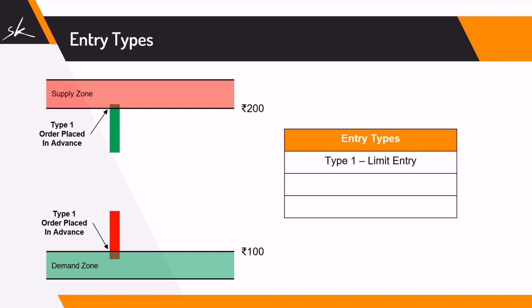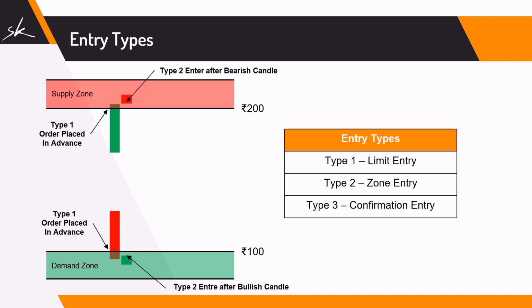The second kind of entry is called type 2 or zone entry. In case of supply, we wait for the prices to enter the zone and form a bearish or a very bearish candle. Once we see this bearish signal inside the zone, we can immediately go short at the current market price. In case of demand, we wait for the prices to enter the zone and form a bullish or a very bullish candle. Once we see this bullish signal in the zone, we can immediately go long at the current market price.